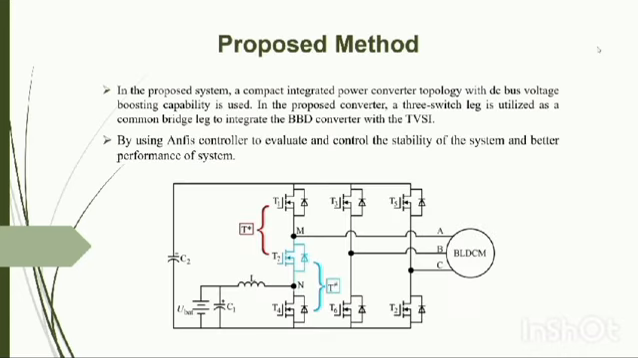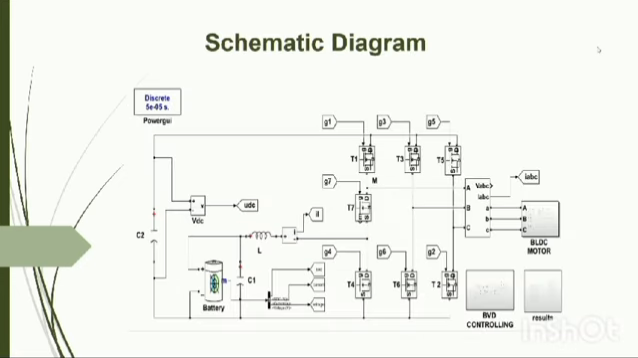Proposed method. In the proposed method, a compact integrated power converter topology is implemented. Here T7 acts as a BBD converter which is integrated with the common three-switch leg of the three-phase voltage source inverter. By integrating the BBD converter with TVSI, the converter size will be reduced, cost is reduced, and power density will be increased.